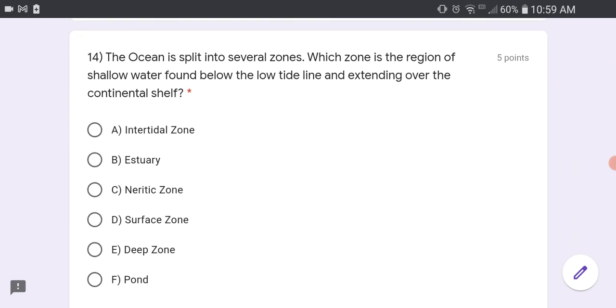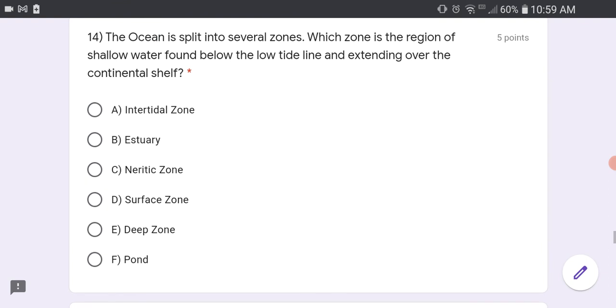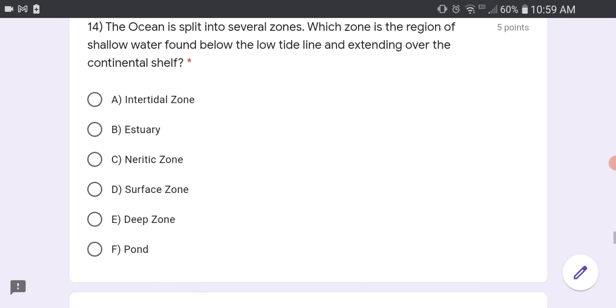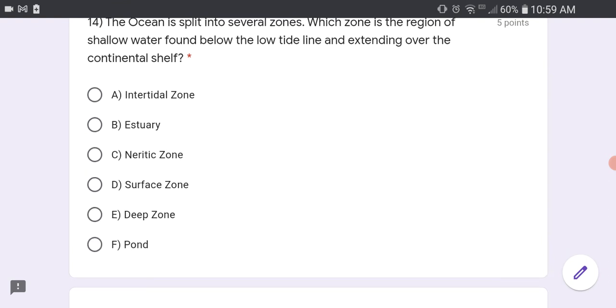Number 14. The ocean is split into several zones. Which zone is the region of shallow water found below the low tide line and extending over the continental shelf? Is this A, the intertidal zone, B, an estuary, C, the Nearctic zone, D, the surface zone, E, the deep zone, or F, a pond?